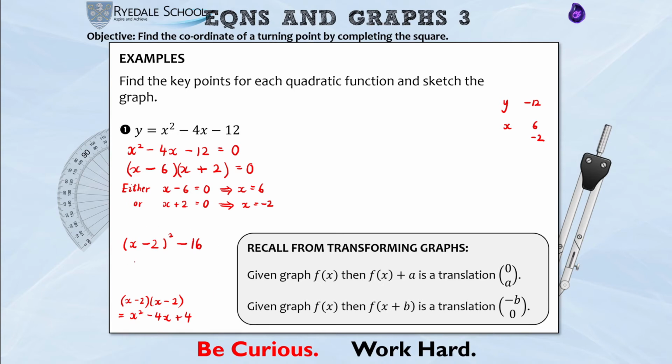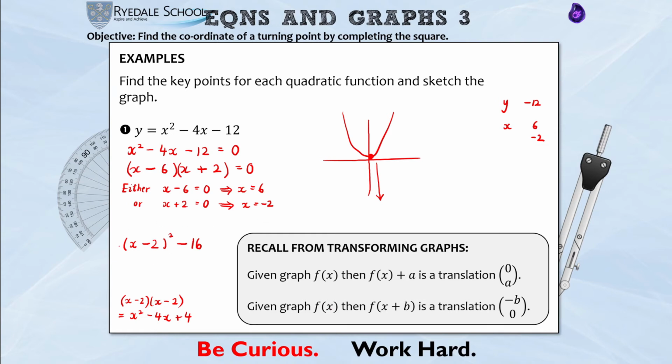So you might be thinking, well, why does this expression tell me the coordinate of the turning point? And this all comes back to the topic of transforming graphs. If I have a function y = x², and I adapt that function, you might remember if we add a number on the end, that translates the graph up or down. So this -16 is pulling this graph down 16 places.